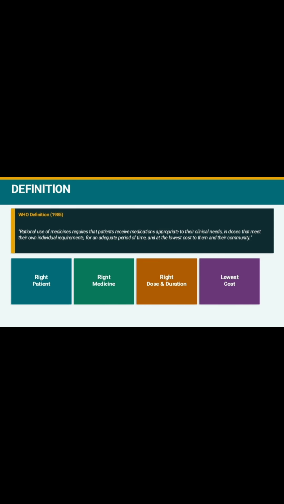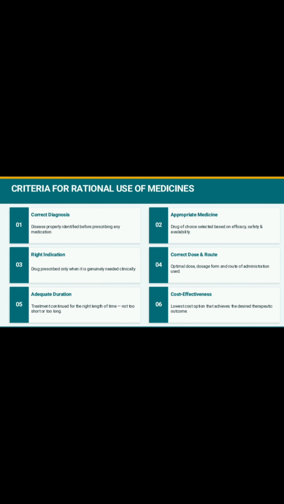Next is criteria for rational use of medicine. First is correct diagnosis. It is very important to diagnose correctly. Doctor can properly identify, before prescribing any medicine, that the patient has a disease. Second is appropriate medicine. You can select the medicine based upon the efficacy, safety, bioavailability of that drug. Third is right indication. Medicine is prescribed only when it is genuinely needed by the patient based upon the clinical test. Test tells us about the disease of the patient.